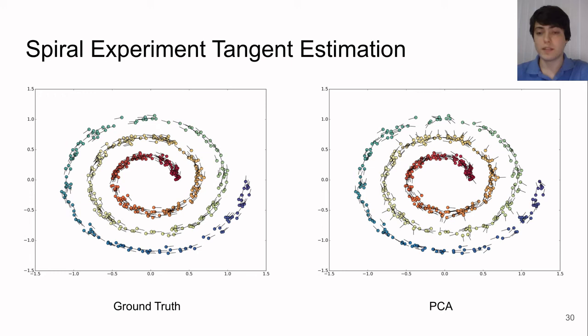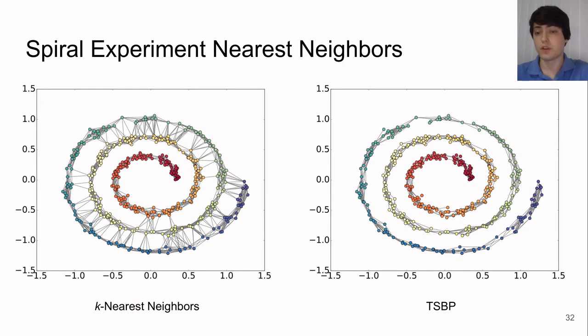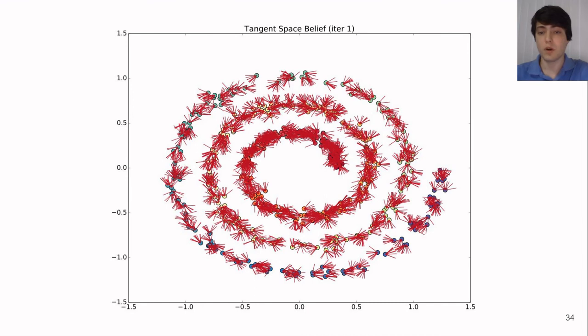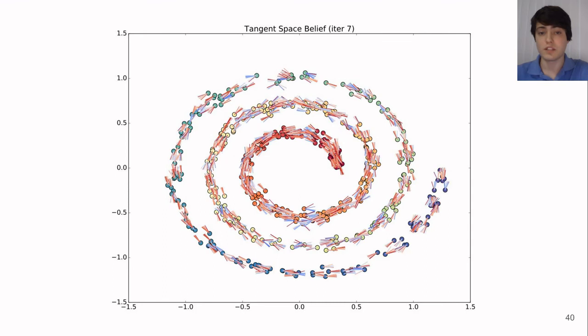However, when performing TSBP, we are able to obtain much more accurate tangent spaces, and this in turn allows us to prune away the false edges. Belief propagation is an iterative process, and we can actually see the convergence happening by the iterations. We begin by sampling from all possible tangent spaces, and then gradually refine our estimates through a message passing algorithm.